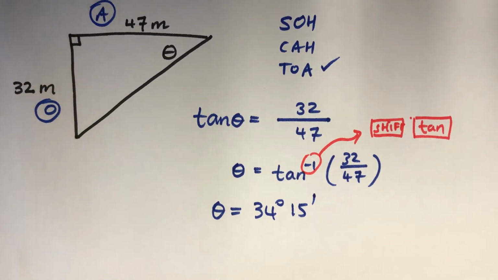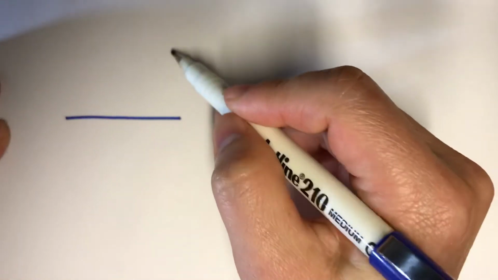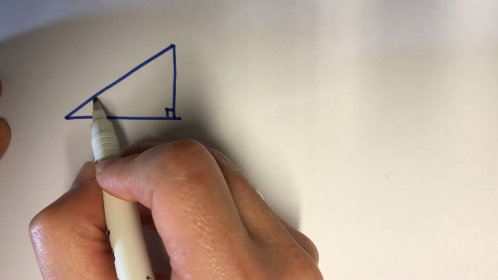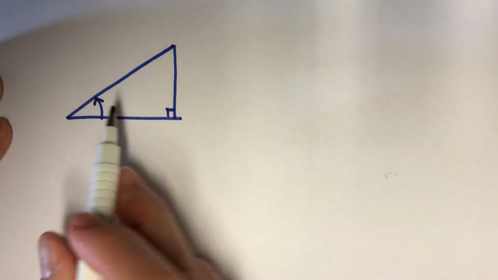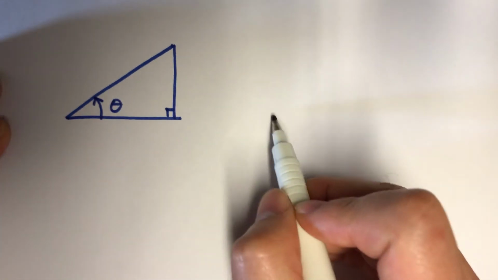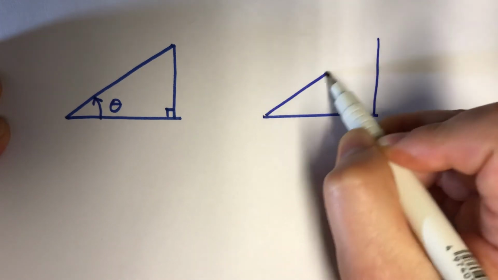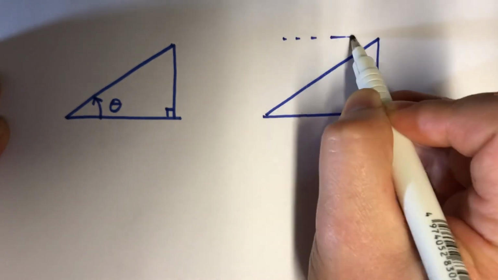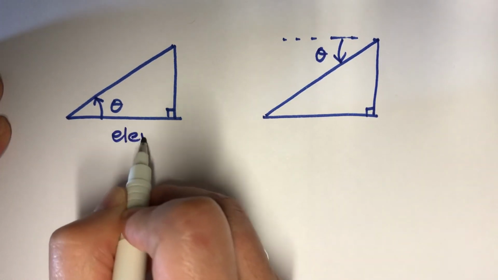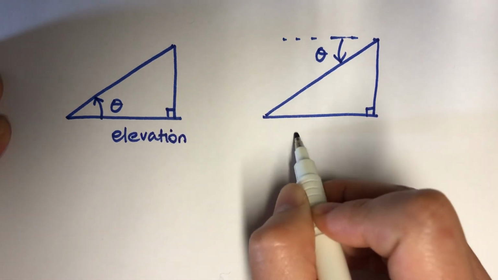Now, next question is about depression and elevation. Now, what does that mean? If something is elevating from the ground, that's the angle of elevation right there. And when something is depressing, the angle goes from the top going down. Okay, so that's the angle of elevation, and that's the angle of depression.